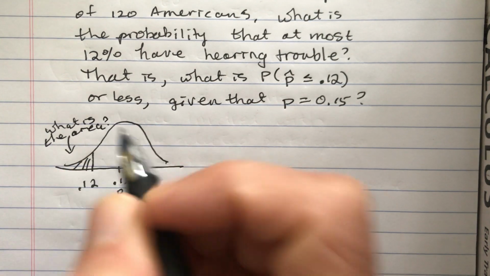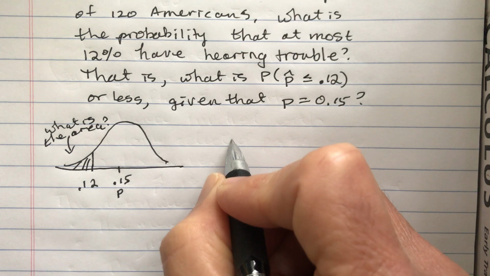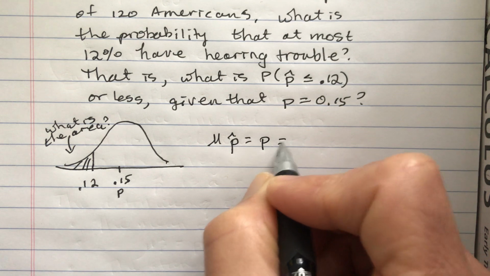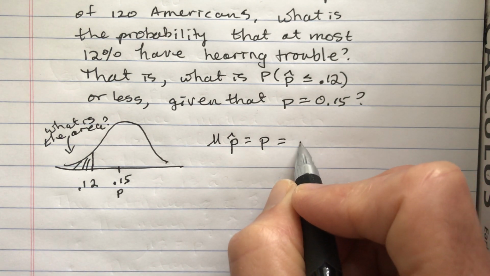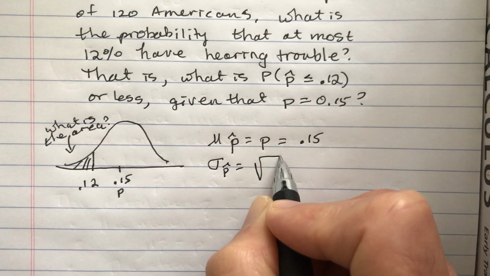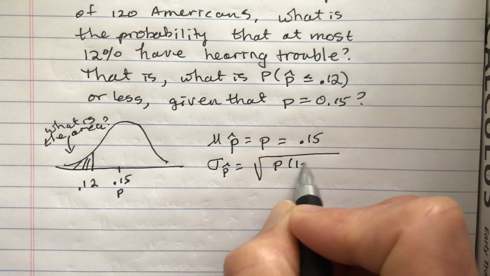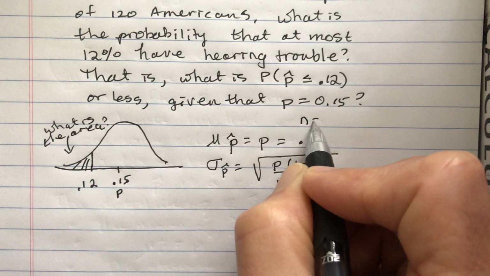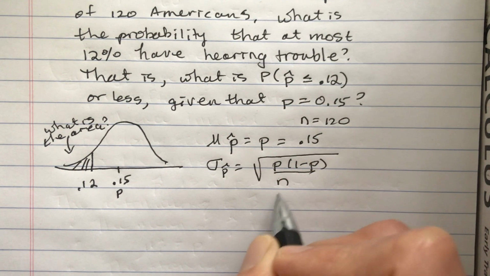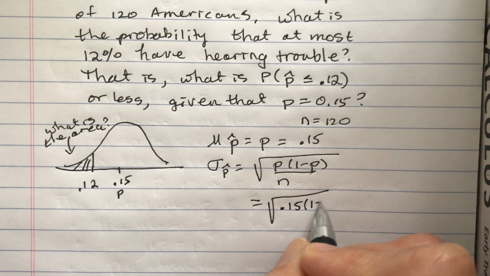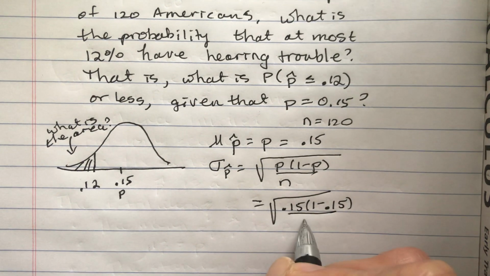Now, it's a little bit tricky here. We're going to use that mu p hat is equal to p, so that's all set up to go, which is 0.15, but we also have to find sigma p hat, and this one is going to give us a little bit of trouble. Well, maybe not. Somewhere along the way, maybe I'll write up here, n is equal to 120. So I'm going to find the square root of 0.15 times (1 minus 0.15) over 120.